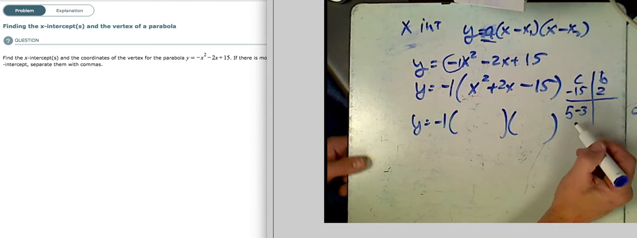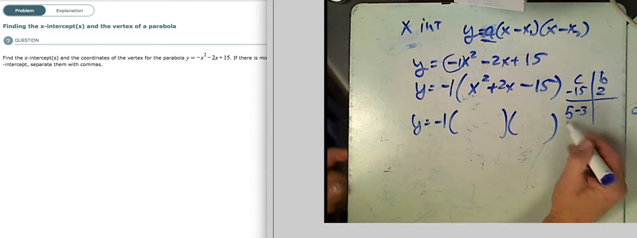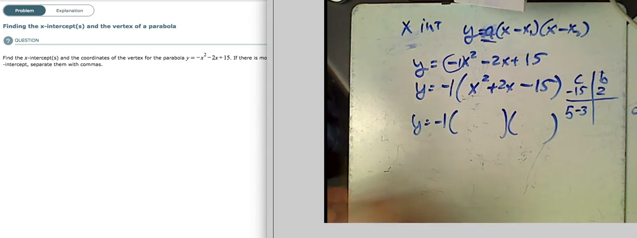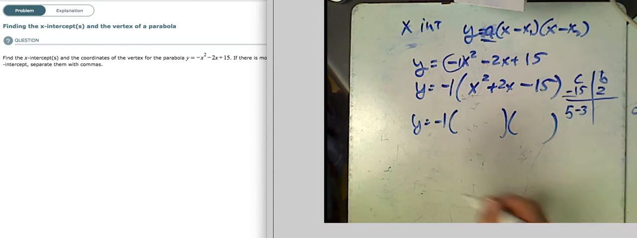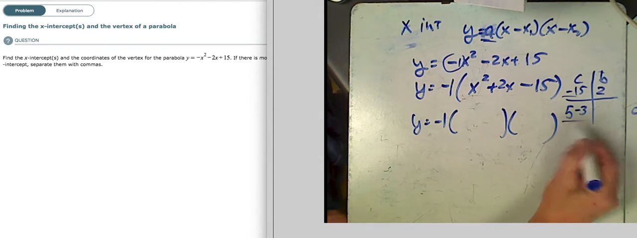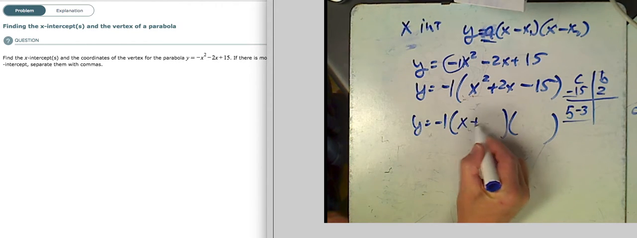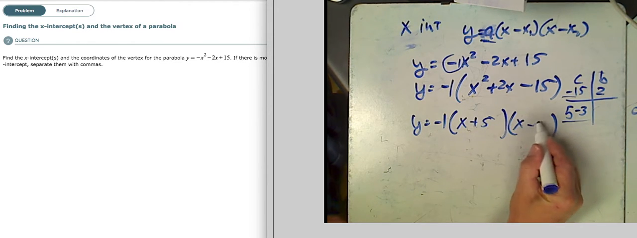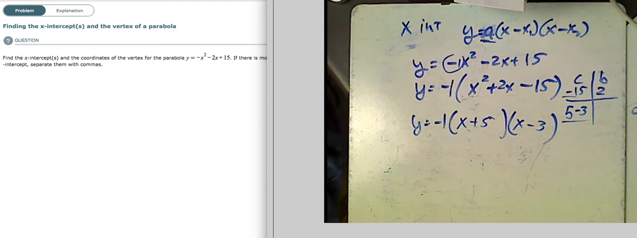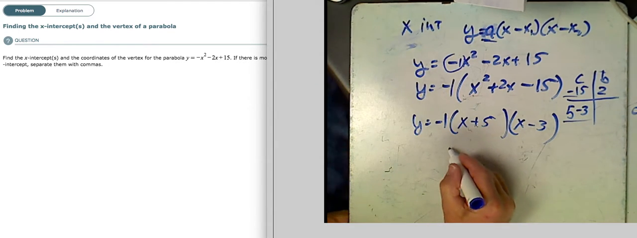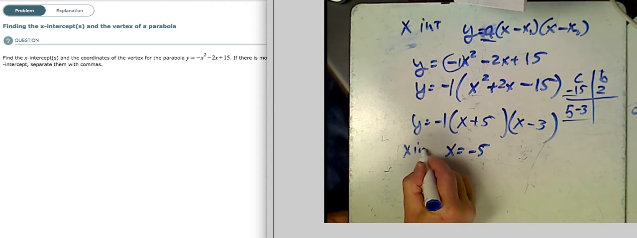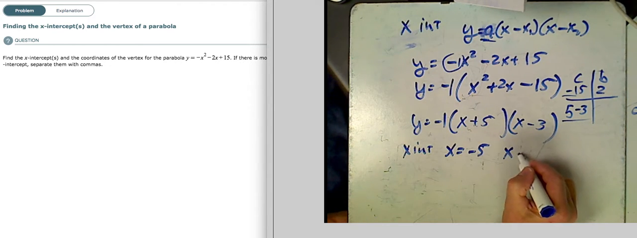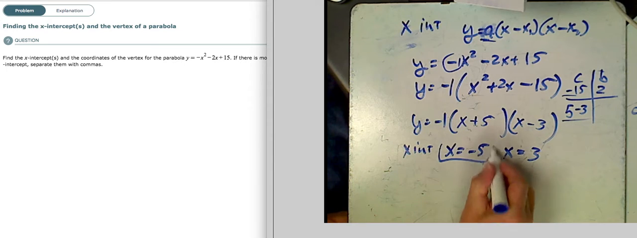And if you're not sure about that, you can go through the order, 1 and 15 and all that kind of stuff. But because it's negative 15, I know that those signs are going to be different, and this 2 is going to represent the difference between those two. So the factored form of this is (x plus 5)(x minus 3), like that. So that tells me that I have an x-intercept at negative 5, and I have an x-intercept at positive 3.